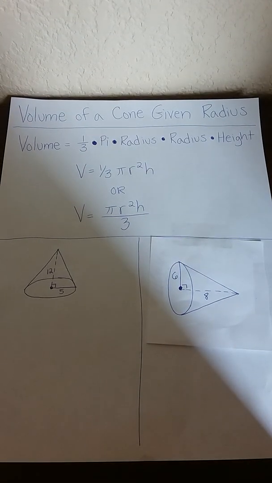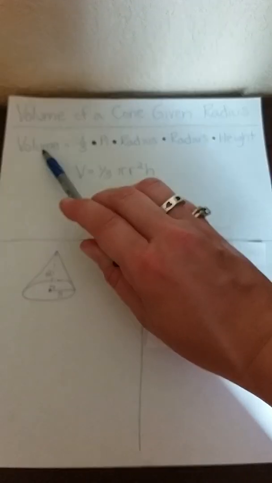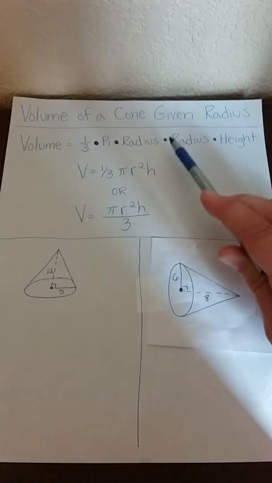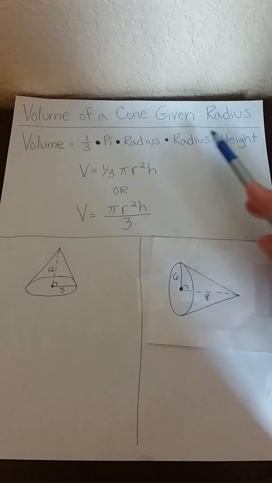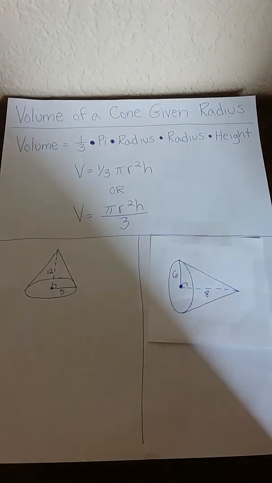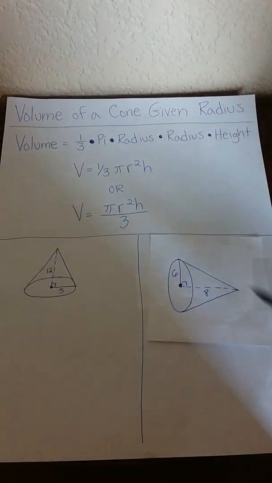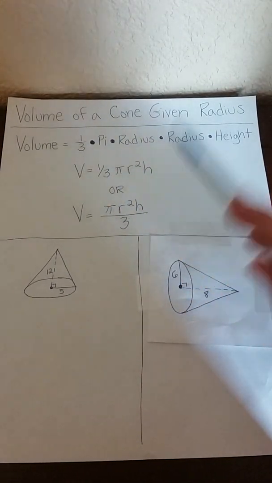Because of that, the formula for volume of a cone might look familiar. It's the formula for volume of a cylinder with 1/3 in front. So, we have volume equals 1/3 times pi times radius times radius times height. Pi times radius times radius times height is the formula for volume of a cylinder that we were doing last week. Now, because it's a cone, we just have 1/3 in front. We can abbreviate that as V equals 1/3 pi r squared h.